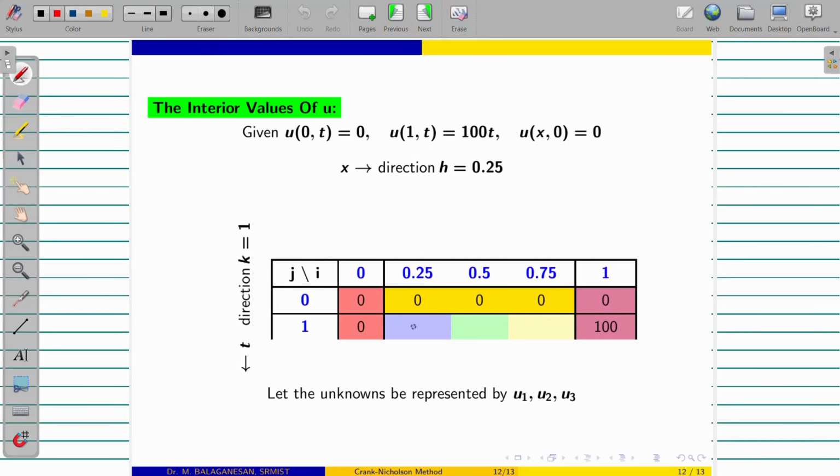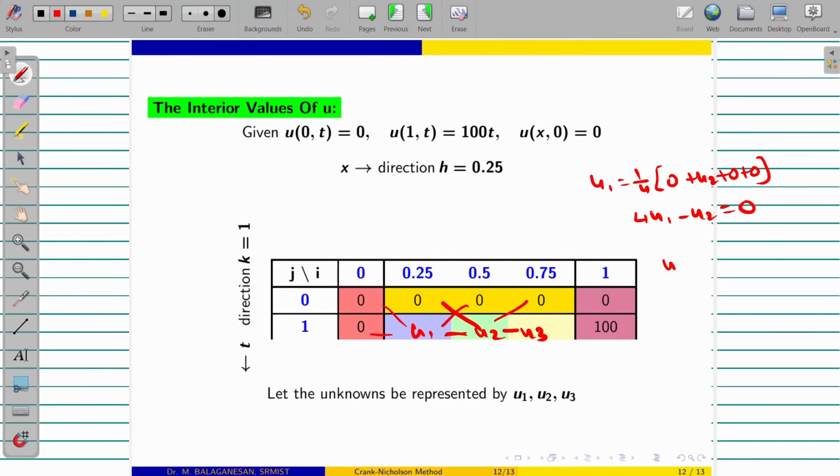That's it. Now we have to find u1, u2, u3. How to find u1? That formula. This plus this plus this divided by 4. So u1 equivalent to 1 by 4 into 0 plus u2 plus 0 plus 0. So 4u1 minus u2 equal to 0. This is one equation. If you want to find u2, what will it be? This plus this plus this divided by 4.